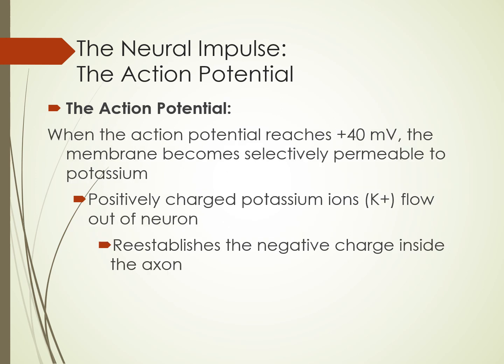When we get to positive 40 millivolts, the membrane becomes selectively permeable to potassium. I said this in a slightly different way in that I said sodium channels snap shut. Potassium channels, they have been slightly open, but they're going to open fully, and the positively charged potassium ions can now flow out of the neuron. And again, because we're bringing that positive charge now out of the neuron, we are reestablishing the negative charge inside the axon.